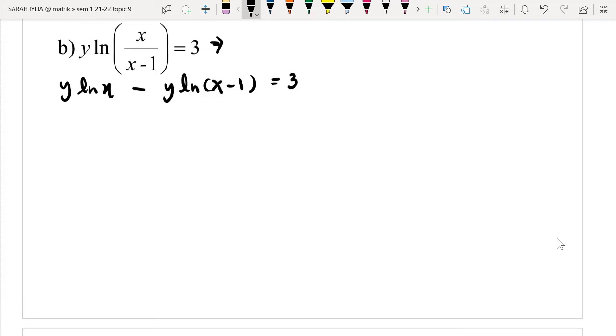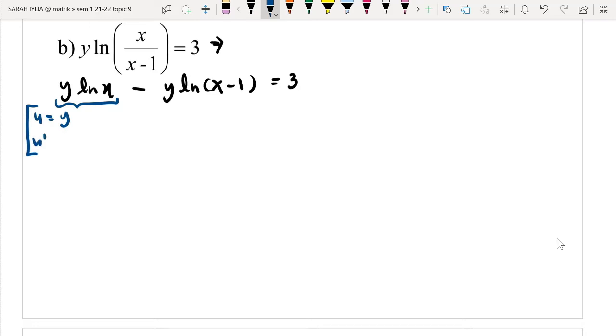Saya pecah je. Okay, so analyze one by one. First category, we have y times ln x. Ini kena pakai product rule sebab multiplication of two different functions. Hasil darab dua function berbeza. So our u will be y.